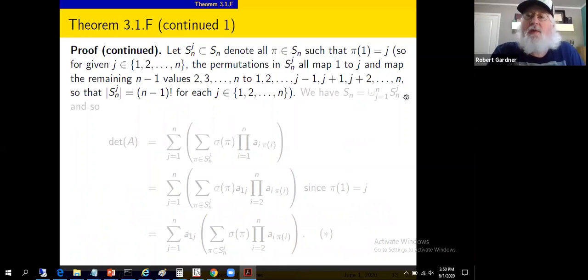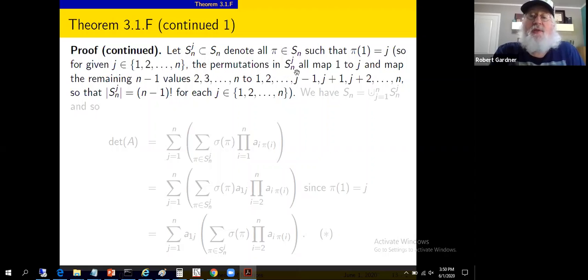There we go. So what we're going to do is define an S sub n super j. It's a subset of S sub n. I'm not saying it's a subgroup of S sub n, it's a subset of S sub n. Possibly for one of the j values it's a subgroup, but that's not our problem. I'm just partitioning up this set of permutations. So we're defining S sub n super j as all permutations in S sub n that map 1 to j. So that's what the superscript indicates.